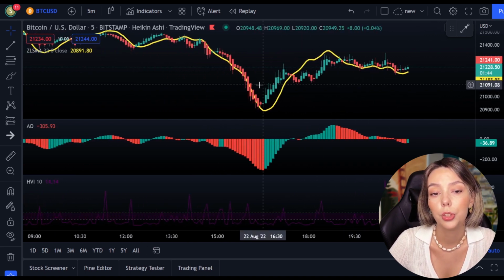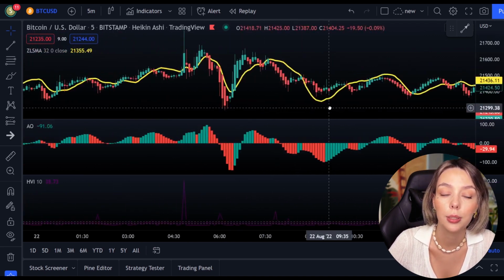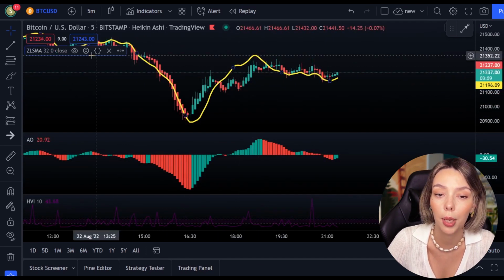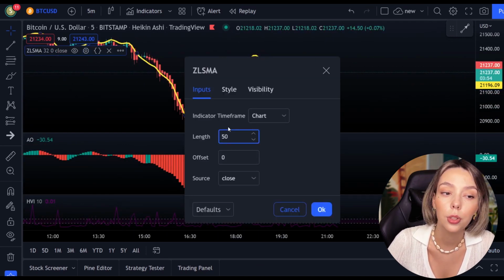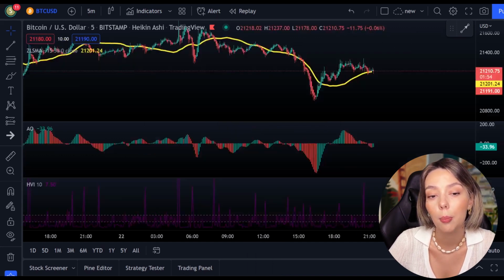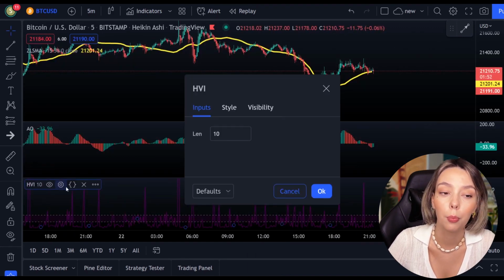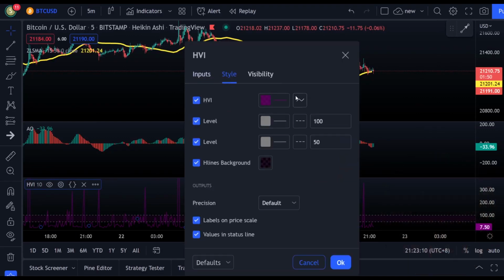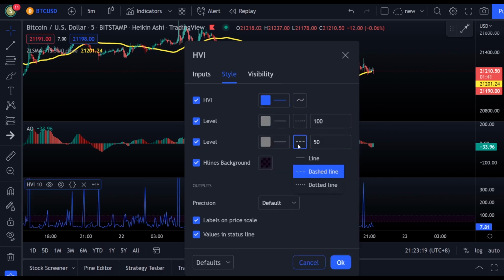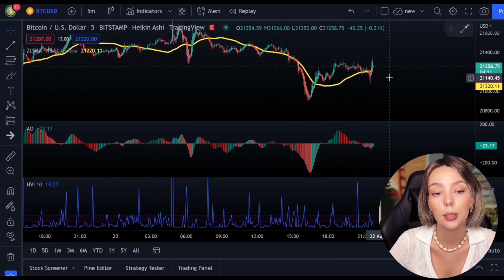Alright, now we need to change the settings on some of these indicators. So let's first access the settings on the Zero Lag SMA and change the length from 32 to 50. Also, let's change the indicator time frame, and the second step will be to make this volume indicator more visible. Okay, our strategy is complete.